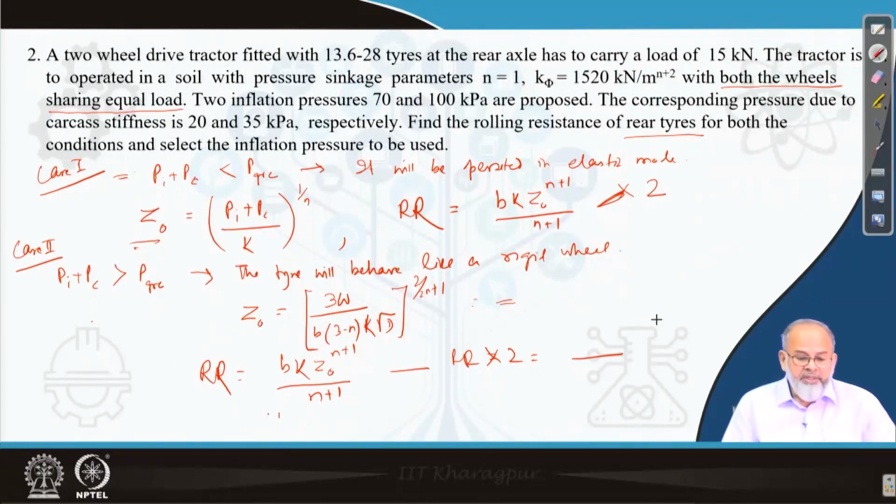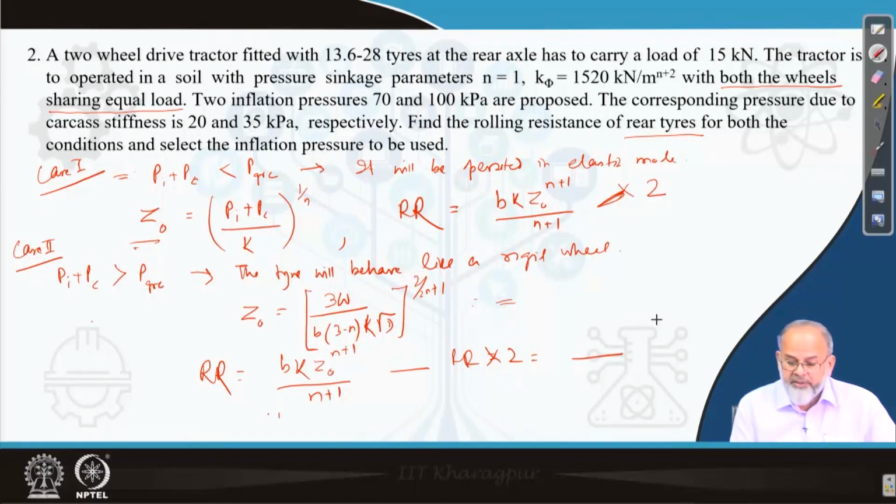So, while calculating the rolling resistance, there are two things to be seen. One is what is the mode of operation. Once you decide the mode of operation, that means we have to first find out what is the critical ground pressure, and then knowing the inflation pressure and the pressure due to carcass stiffness, if the sum of these two pressures is lesser than the critical ground pressure, then we say that the wheel is operating in elastic mode. If it is more than critical ground pressure, we say that this is operating as a rigid wheel.